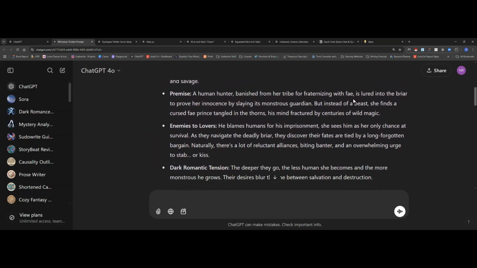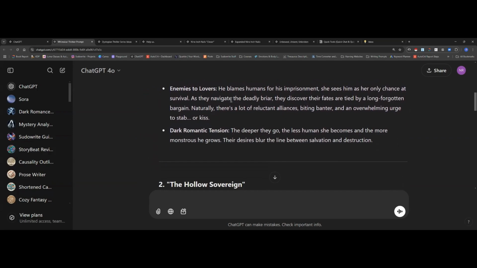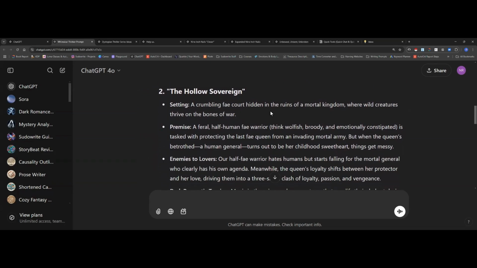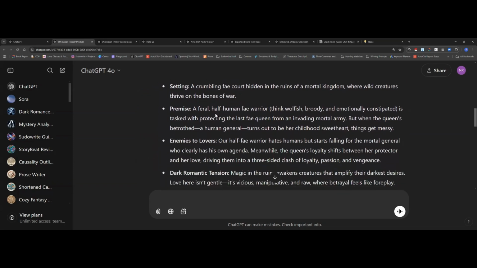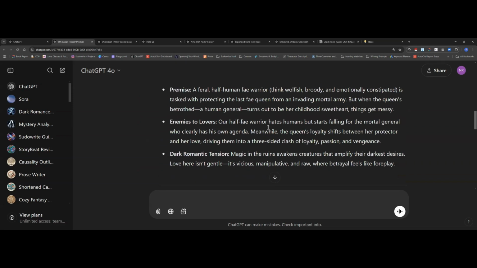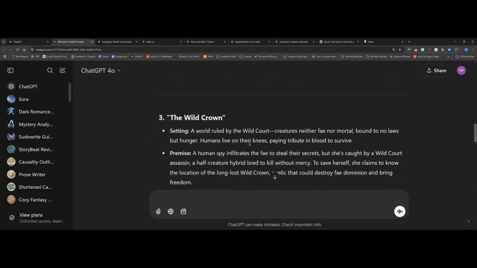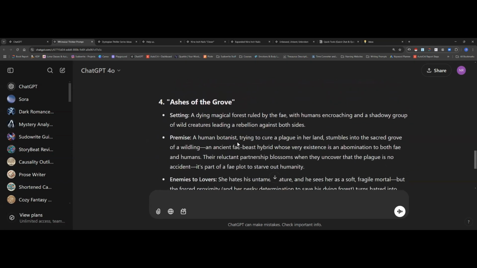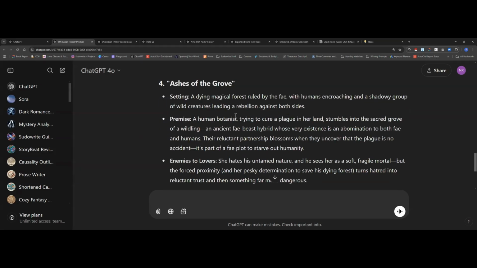Human hunter banished from her tribe for fraternizing with fae. Crumbling fae court hidden in the ruins of a mortal kingdom where wild creatures thrive on the bones of war. So we have a half-human fae warrior. And then, world ruled by the wild court, creatures neither fae nor mortal, bound to no laws but hunger. So there you go. I like this little tagline right here. Dying magical forest ruled by the fae with humans encroaching, and a shadowy group of wild creatures. Creatures leading a rebellion. Interesting.